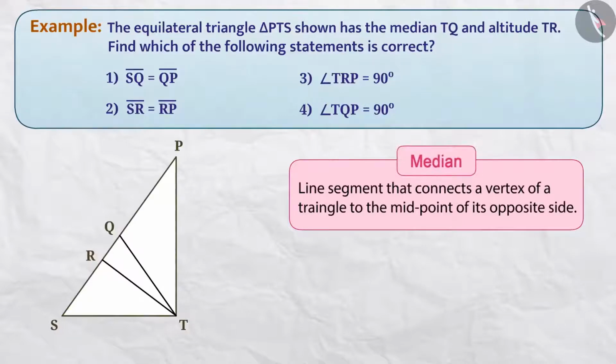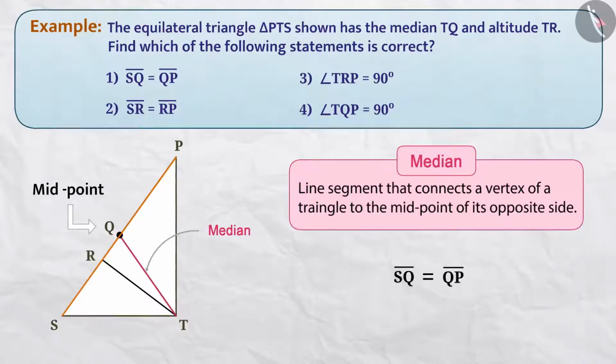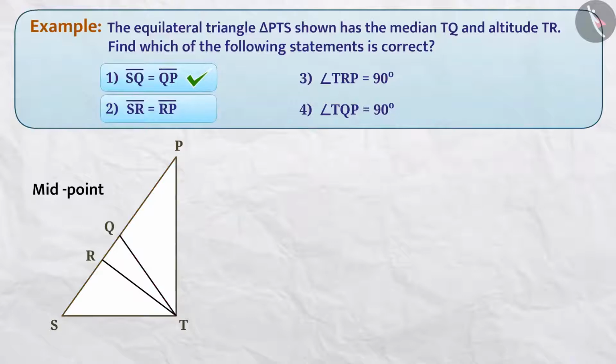Since the line segment TQ is the median here, we can say that point Q is the midpoint of the side SP. That is, SQ is equal to QP. You can see SQ is equal to QP is given explicitly in the first statement, so we can say that the first option is correct. Now let's talk about the second option.